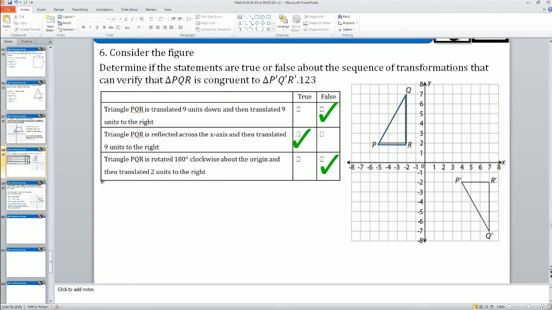And last one. What if we have here, you want to rotate it 180 degrees clockwise about the origin, then translate it 2 units to the right. If you rotate it 180 degrees clockwise, let's grab the triangle, rotate it. This would be 90 degrees. That would be 90 degrees, then rotate it again.